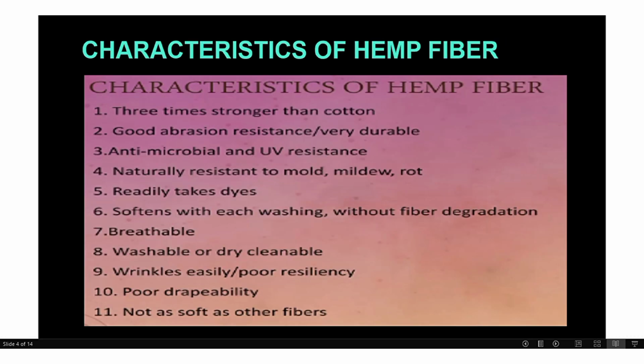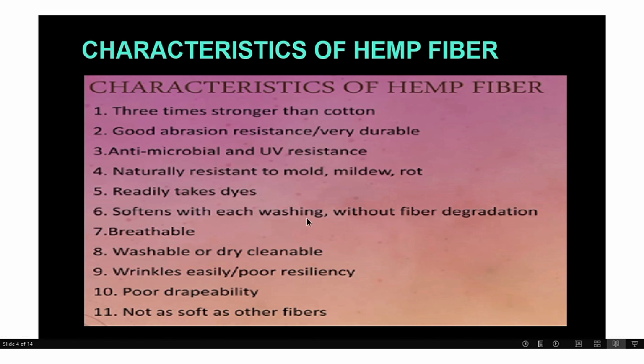So the next is the characteristics of the hemp fiber. First is that it is 3 times stronger than cotton. It has good abrasion resistance, very durable, anti-microbial and UV resistance. And the next is natural resistance to mold and mildew or rot. And a very important characteristic, it softens with each washing without fiber degradation.